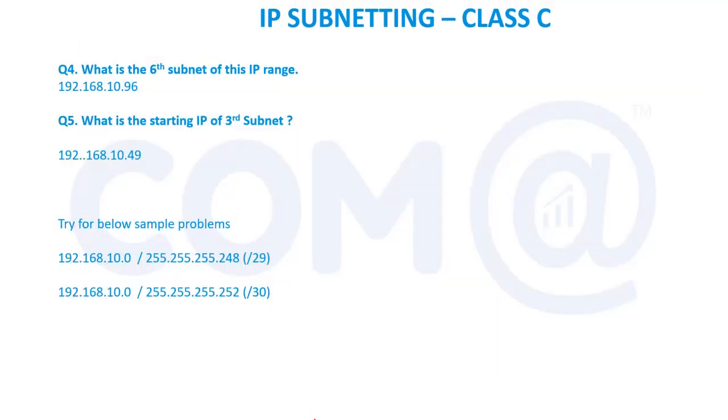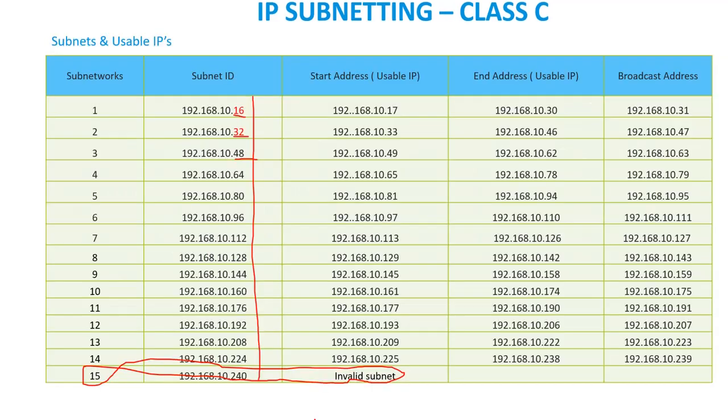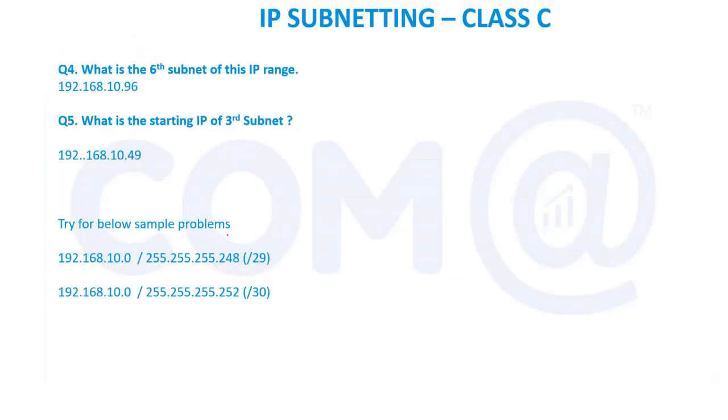So what is the sixth subnet? There may be some questions like this. What is the sixth subnet of this IP range? So sixth subnet of IP range is dot 190.96. You have to choose this one. All right. They may twist anything in the exam.